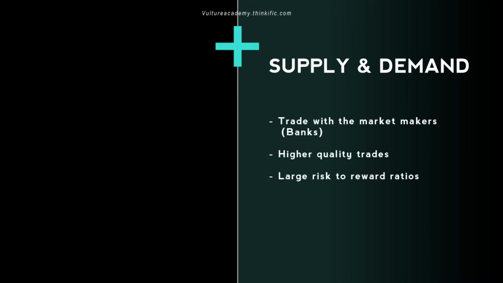Now, why do we even use supply and demand levels and apply them to our charts? Well, supply and demand helps us trade with the banks. We're able to see where banks are entering and exiting the markets, and we're able to follow them. This results in higher quality trades and much larger risk-reward ratios.